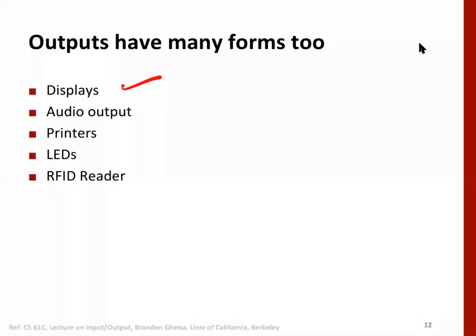Similarly, audio output, printers, LEDs, RFID readers, all these things work as output devices, or give output. Now, output is used by whom? It can be used by a human being like us, or it can be used by a controller or a machine attached to that. So if it's machine to machine interaction, then the output of one machine can be used by another machine. All right, and so on.